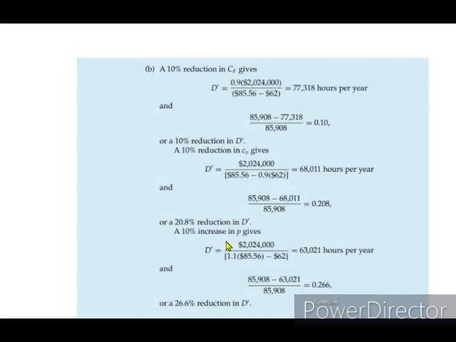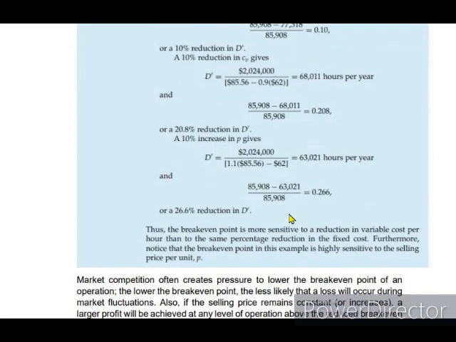Next, a 10% increase in P gives, we just multiply the price, or the intercept of the price, by 1.1, because there is an increase of 10%. So we have here 63,021 hours per year. Now we get its percentage through our break-even hours per year. So it is a 26.6% reduction in the volume.